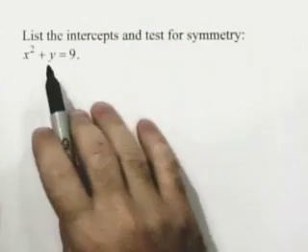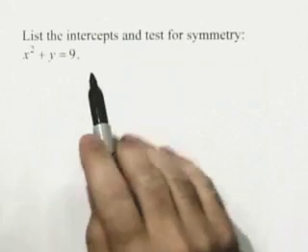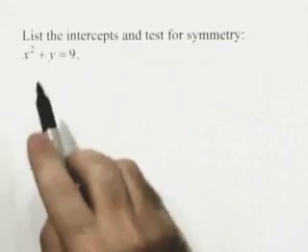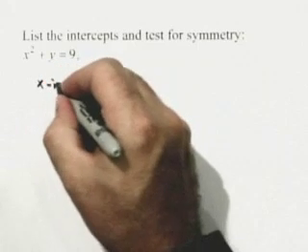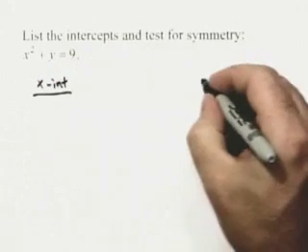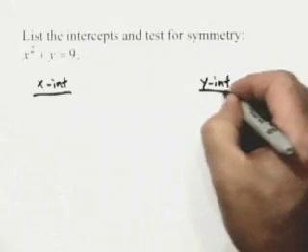In this problem, we're going to find the intercepts for the graph of an equation and then test the equation for symmetry. We want to list the intercepts and test for symmetry the equation x squared plus y equals 9. The two types of intercepts that we'll look for will be the x-intercepts and y-intercepts.